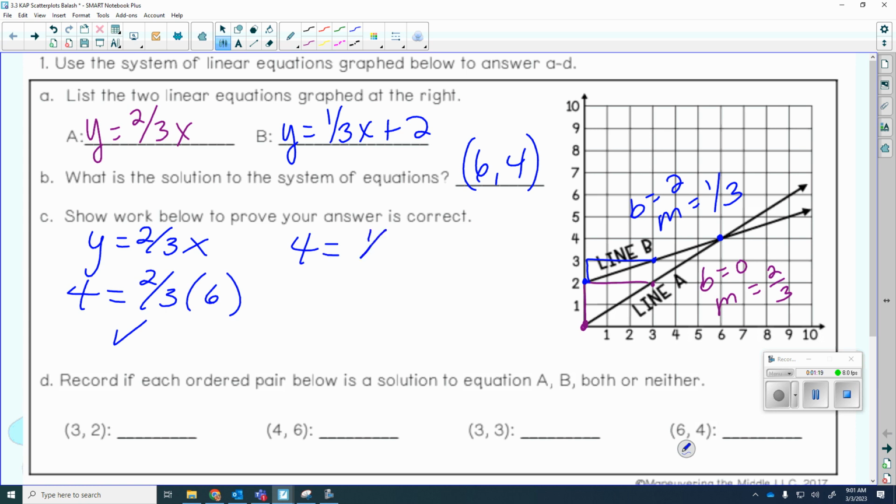4 equals 1/3 times 6 plus 2. What's a third of 6? 2 plus 2, 4. Okay, so now this is the new part.